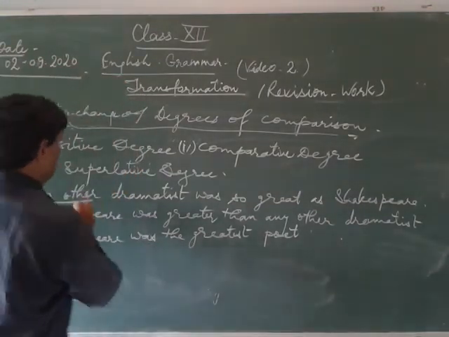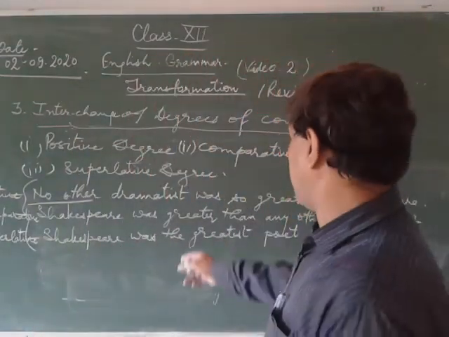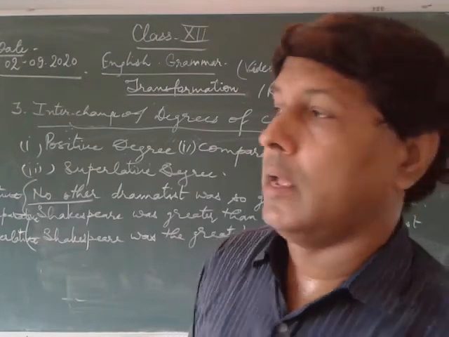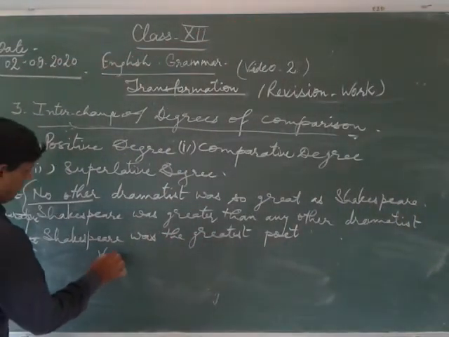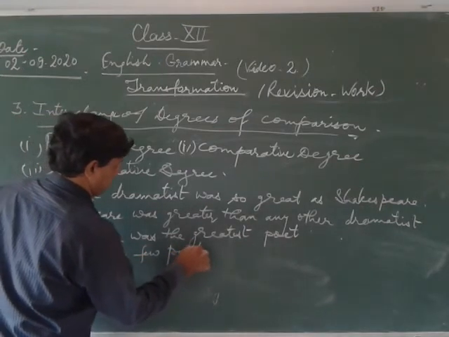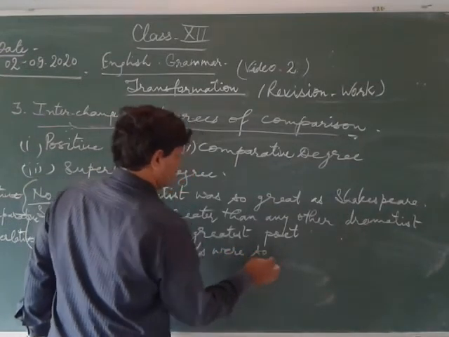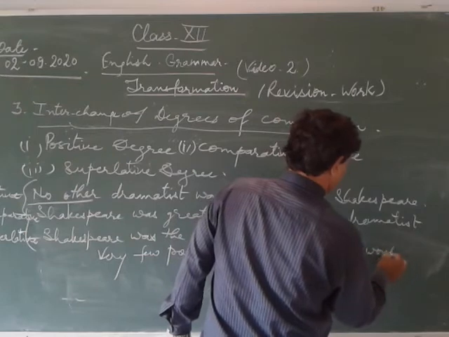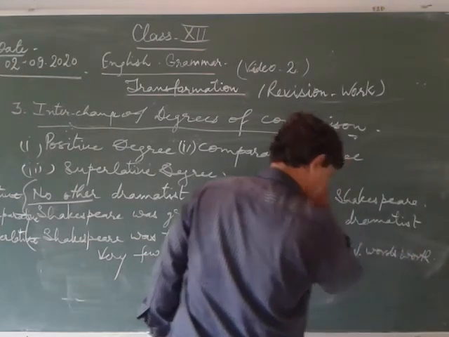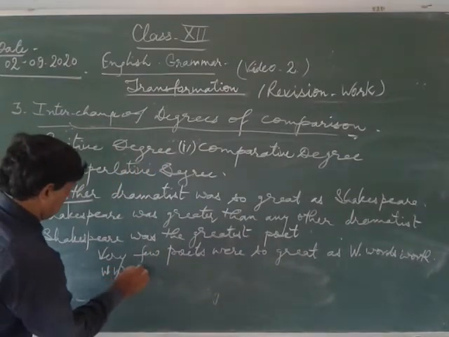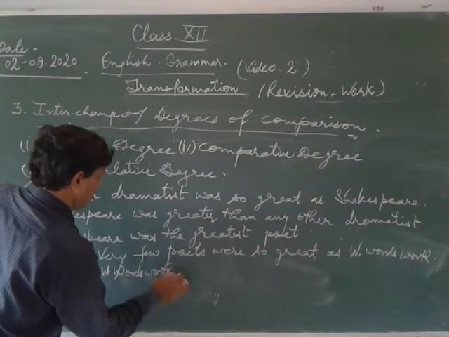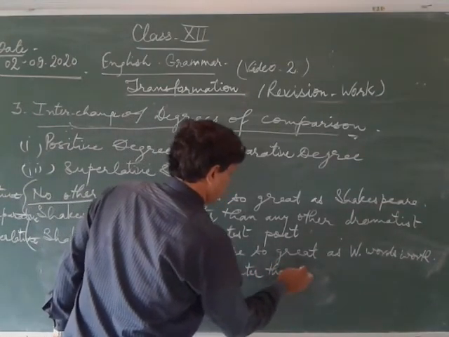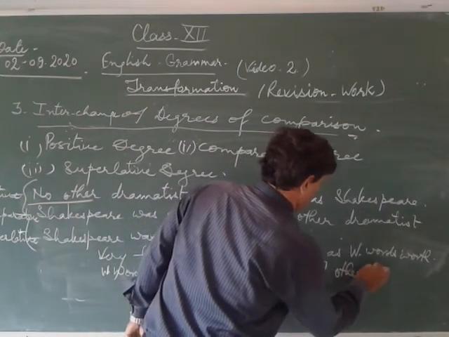If the sentence begins with no other, then you will use than any other, and in superlative degree the. But if the sentence begins with very few, then you will use than most other and one of the, like this. Very few poets were so great as William Wordsworth. William Wordsworth was greater than most other poets.